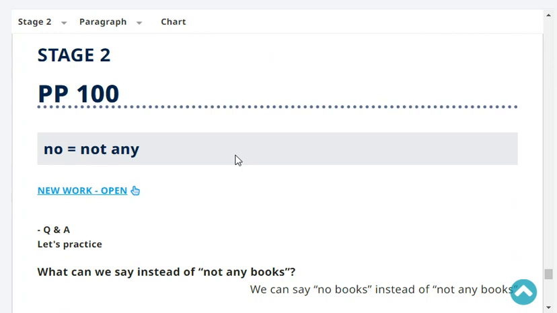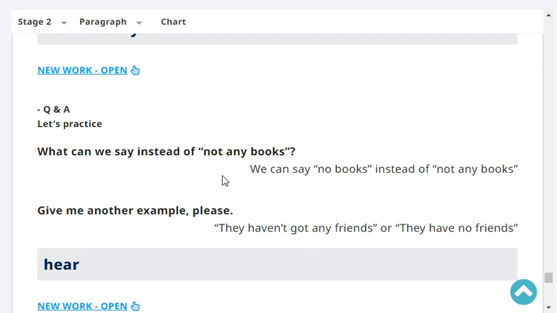What can we say instead of not any books? We can say no books instead of not any books. Very good. Give me another example, please. They haven't got any friends, or they have no friends. Very good.